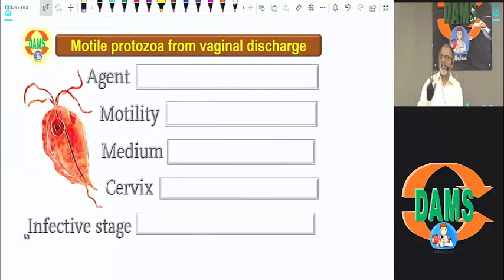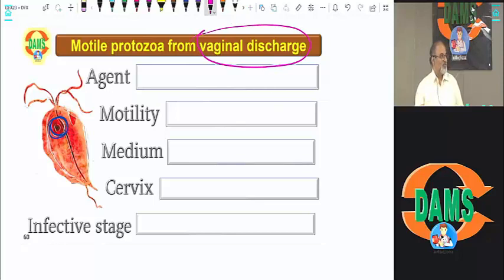Why you are not saying it is Giardia? Because two reasons. One reason, if you are a legend, you can answer, okay, it is having one nucleus. There are two nuclei in Giardia. If ultra legend, you can answer vaginal discharge. Giardia causes diarrhea. It is never involved in vaginal discharge. One and only protozoa in vaginal discharge is Trichomonas vaginalis.